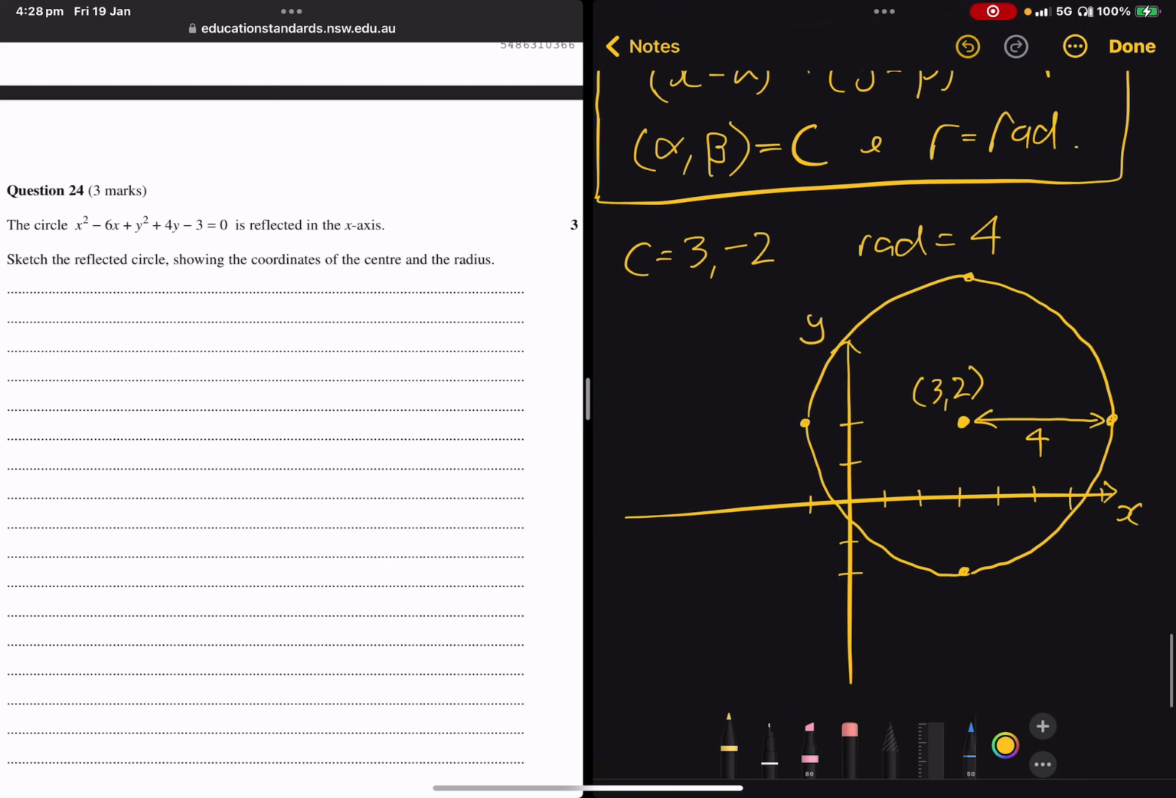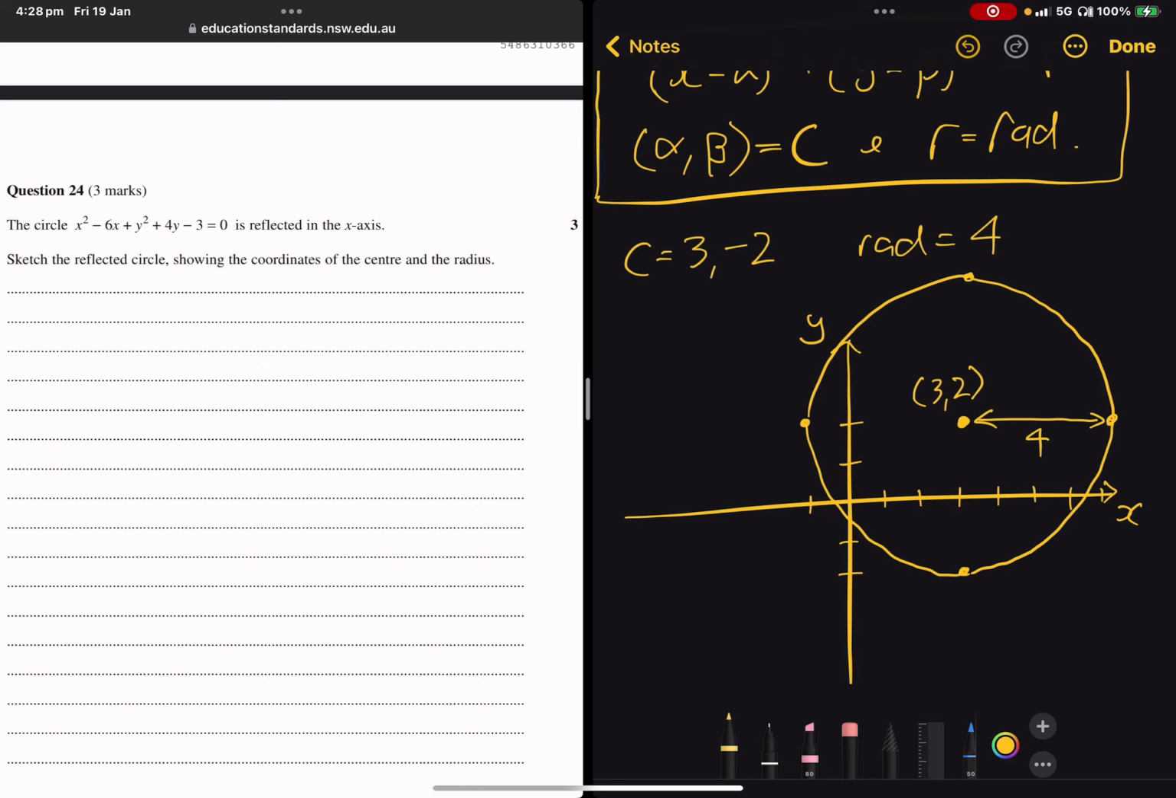Now, because I'm working on an iPad, I can just get rid of the first circle and then draw the second one. If you are in a pen and paper exam, it's not a bad idea to draw both of them. Draw the original function, then reflect along the x-axis, then draw the new function, the reflected one, and then state that that is the reflected function. So say the reflected circle has this center, has this radius, this is the reflected one, this is the original one. Something along those lines.